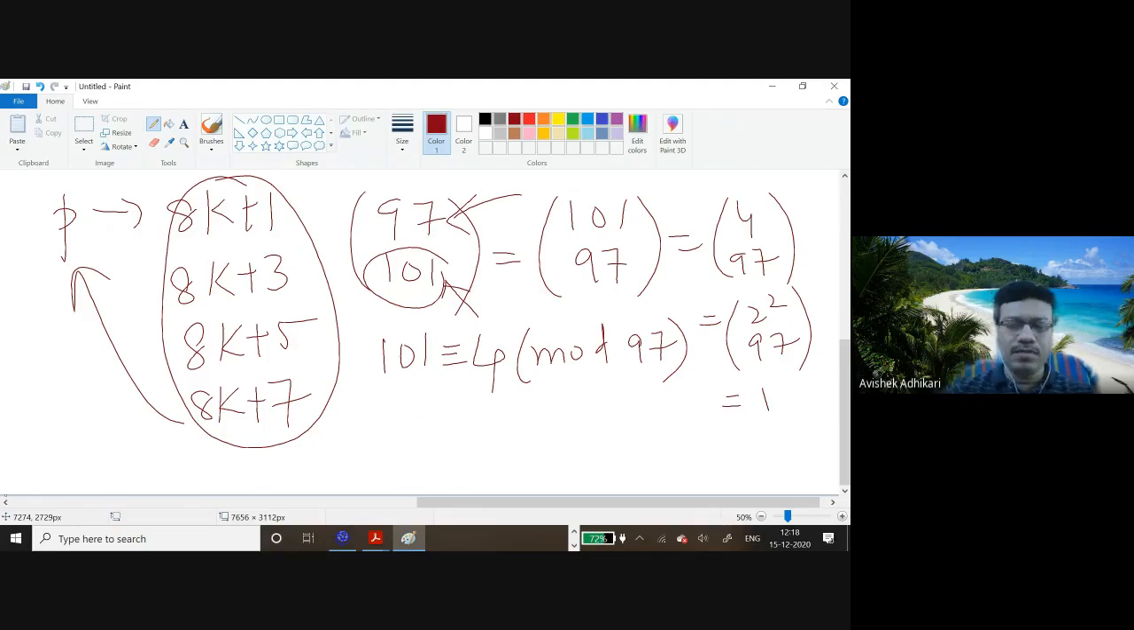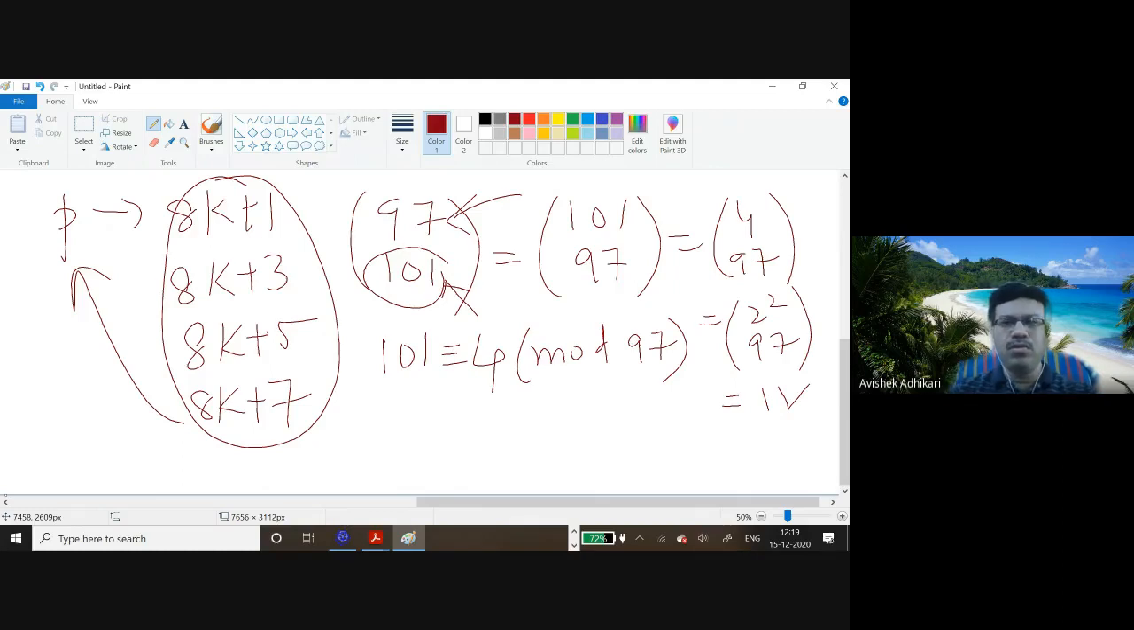So the question that I asked, whether 97 is a quadratic residue modulo 101, the answer is yes, because the value is 1. That means 97 is a quadratic residue modulo 101. So we are done.